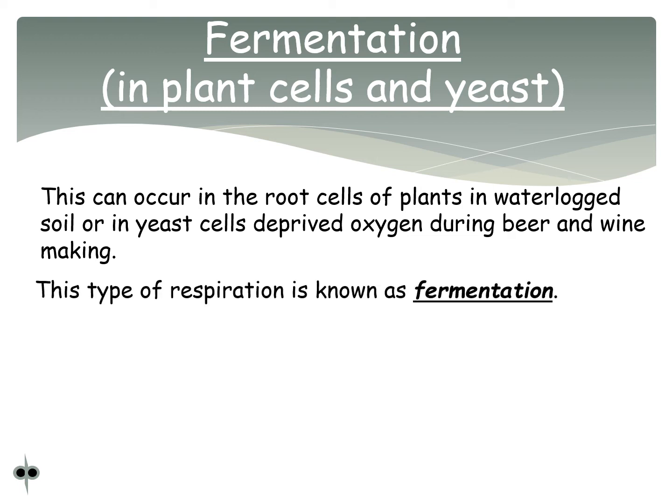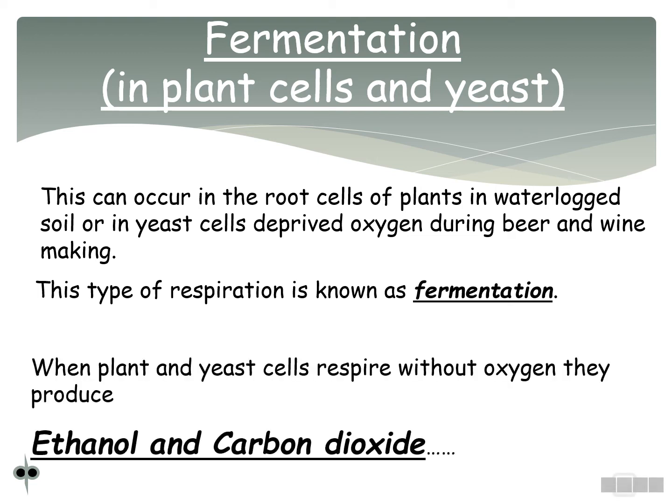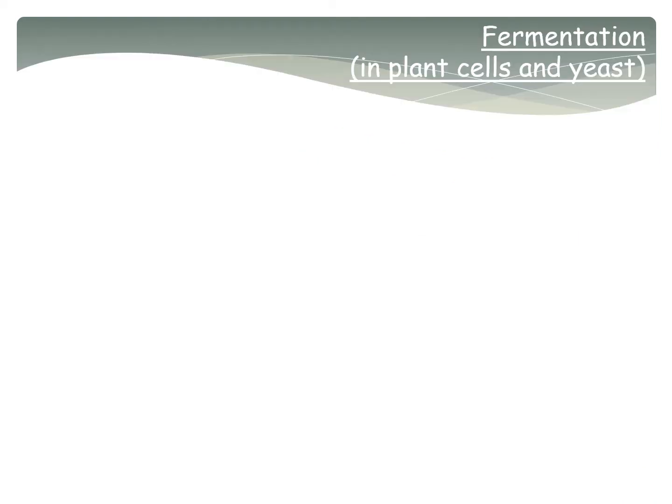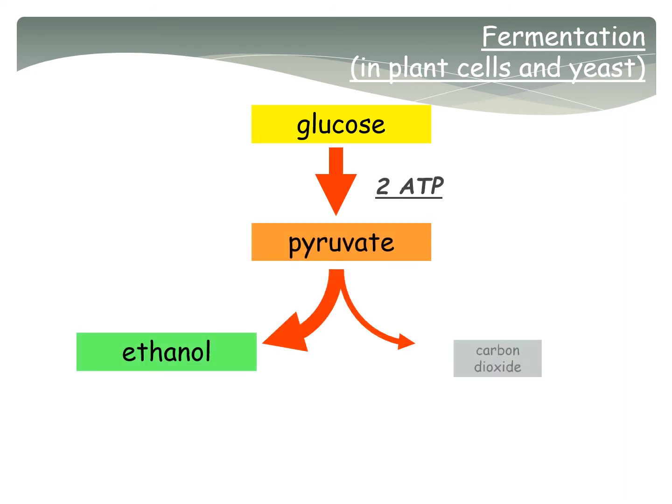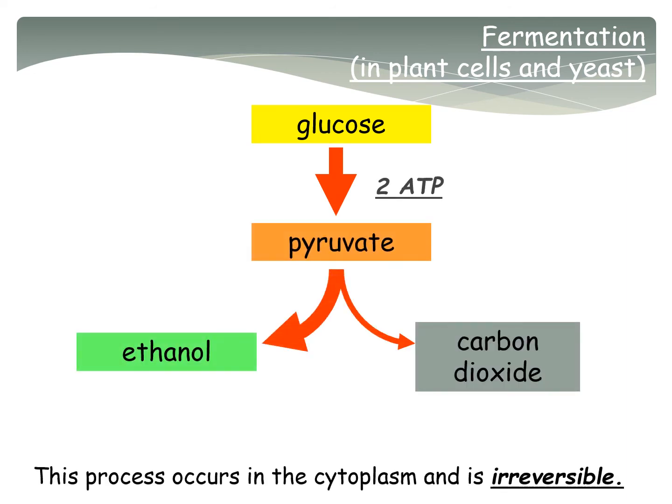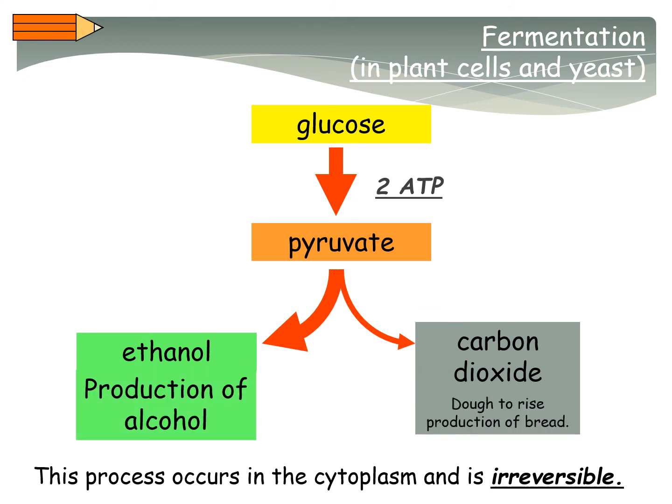So this type of respiration is known as fermentation, and when plant and yeast cells respire without oxygen, they produce ethanol and carbon dioxide. So this is just a summary diagram of fermentation in plants and yeast cells. We have the first stage, which is glycolysis. That happens in all of the different processes, and your glucose is broken down to 2 molecules of pyruvate, and then you get 2 ATP released.